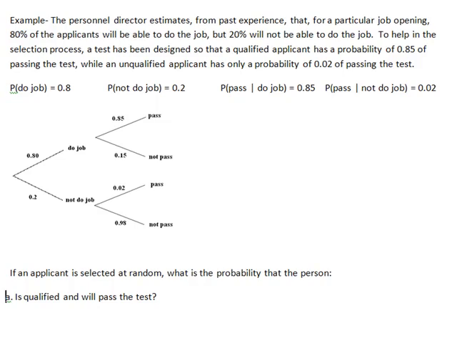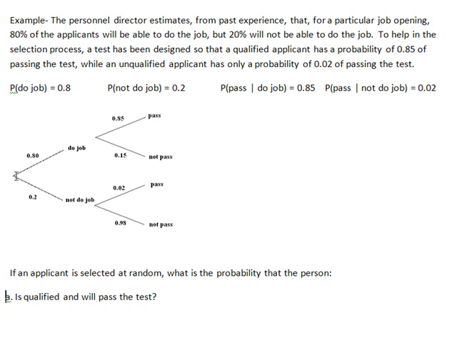The first question: if an applicant is selected at random, what is the probability that the person is qualified and will pass the test? So here's where we are at. We're picking somebody at random. Do we know anything about them? No, they come from this general population. And what we want to know is the chance that first the person is qualified and they will pass the test. They will meet both things that we want to happen.